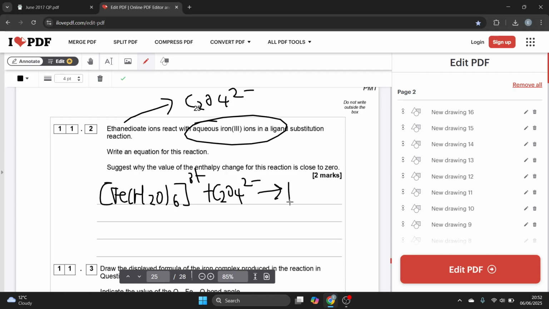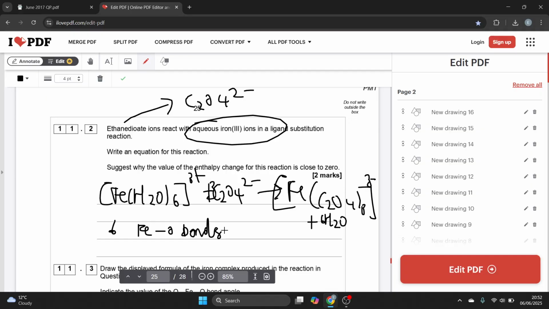to form what? Fe(C2O4)3 3- plus 6 H2O. And then it's just about enthalpy equals 0 because you can clearly see 6 Fe-O bonds broken and 6 Fe-O bonds made. So the same number of bonds and the same type of bonds are made.